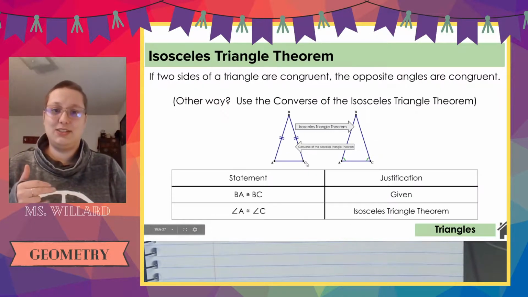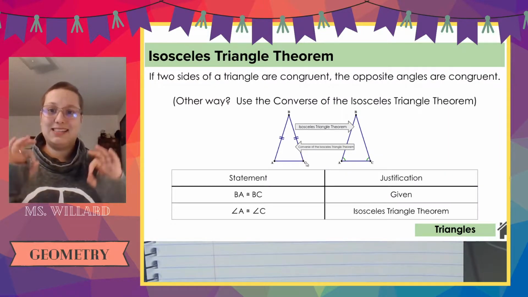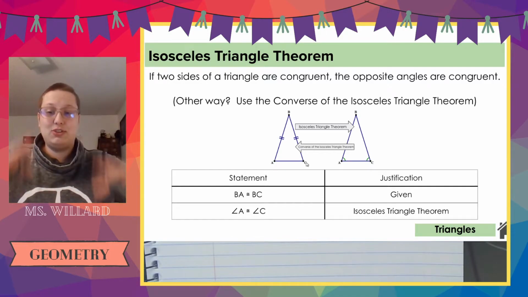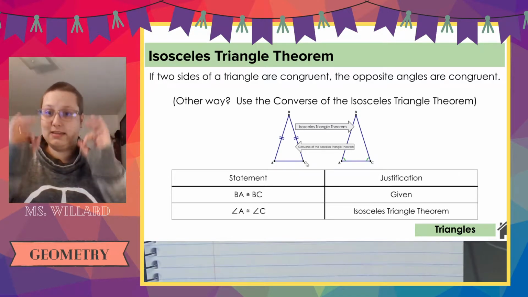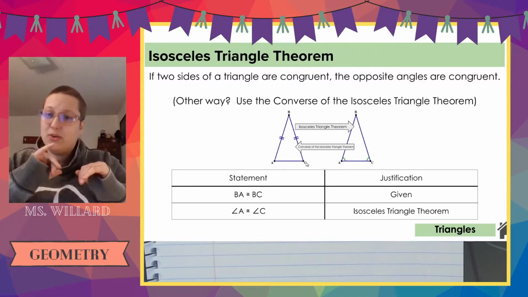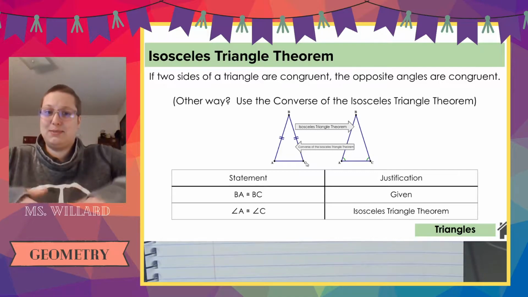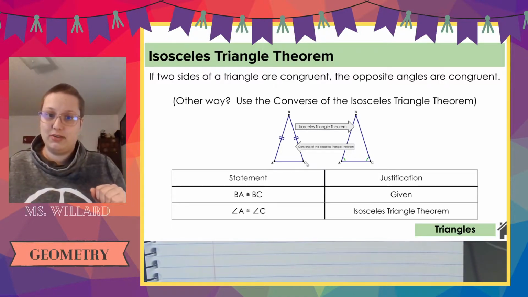So here's the isosceles triangle theorem. Don't get caught up on this stuff, okay? The isosceles triangle theorem says that if two of the sides are the same, then the angles are the same. Okay? Sides means that the angles match. If you want to go the other way, if you want to say that the two angles are the same so the sides match, you use the converse of the isosceles triangle theorem.